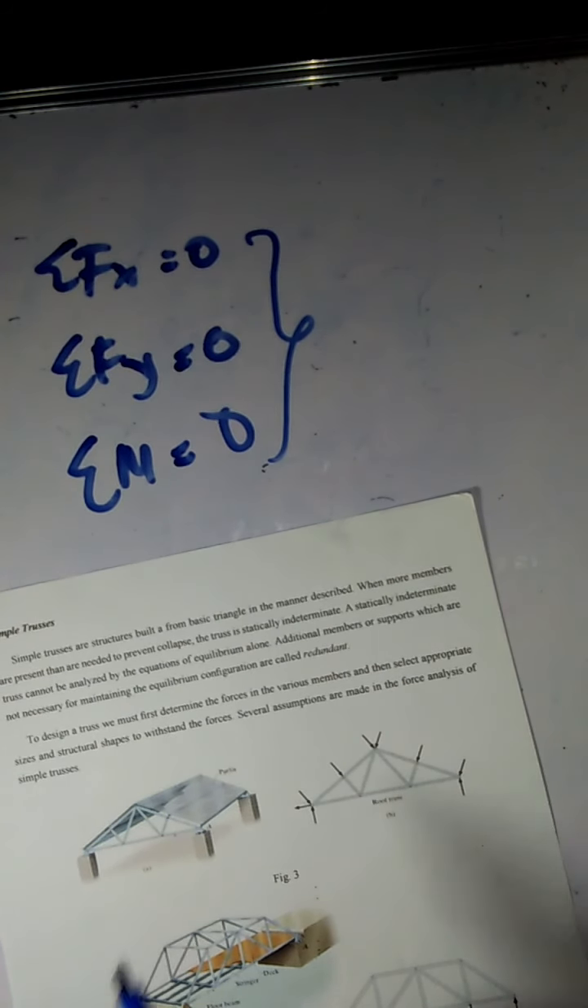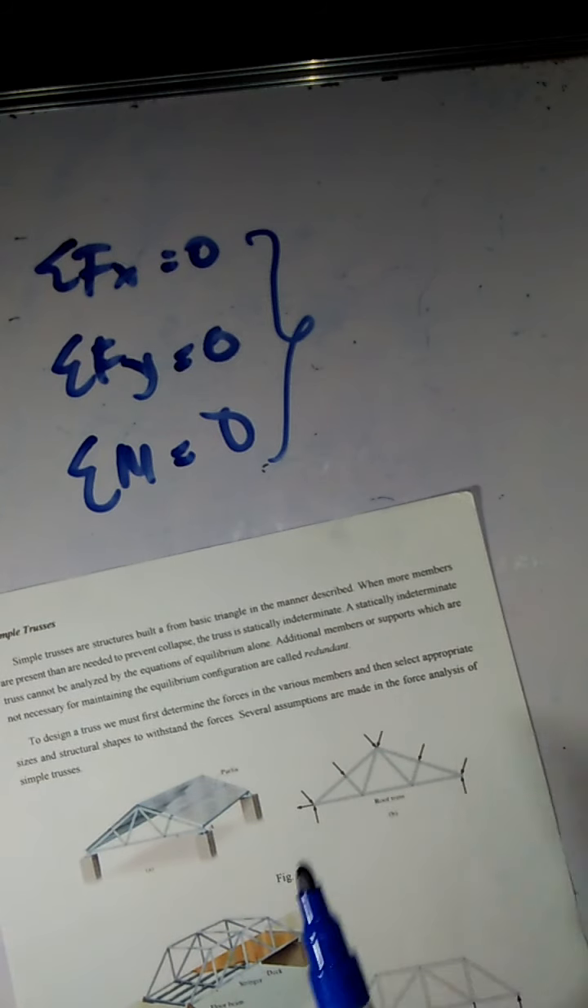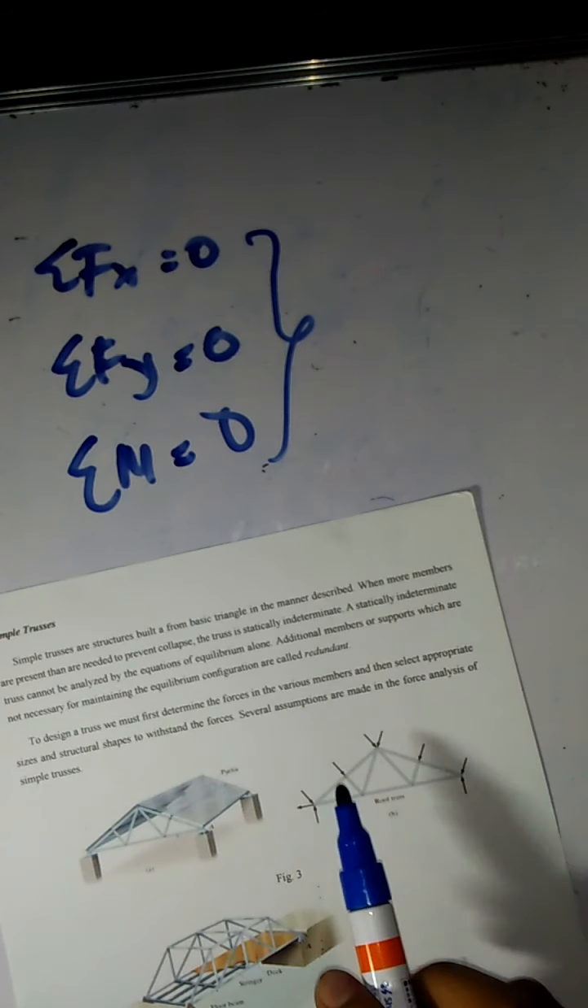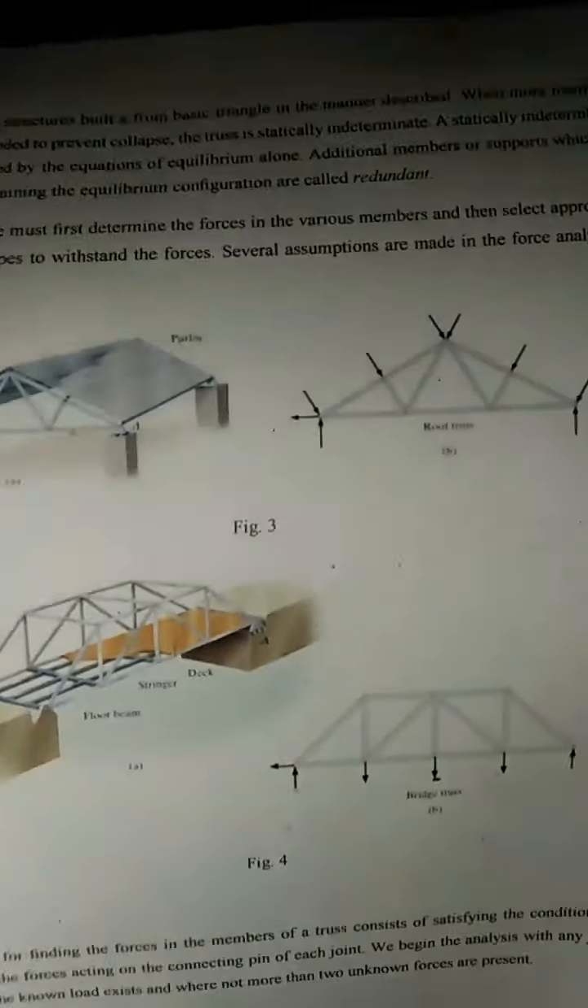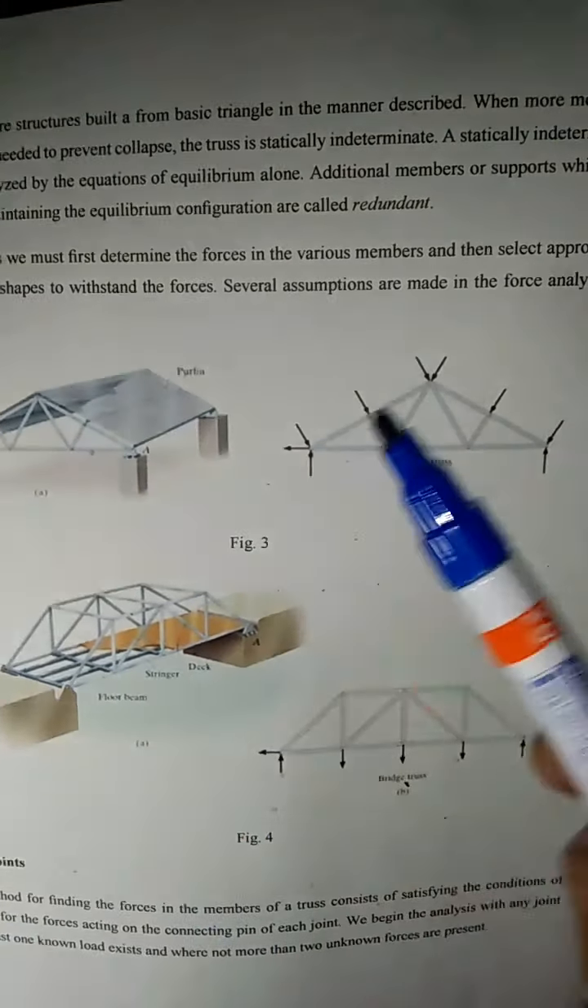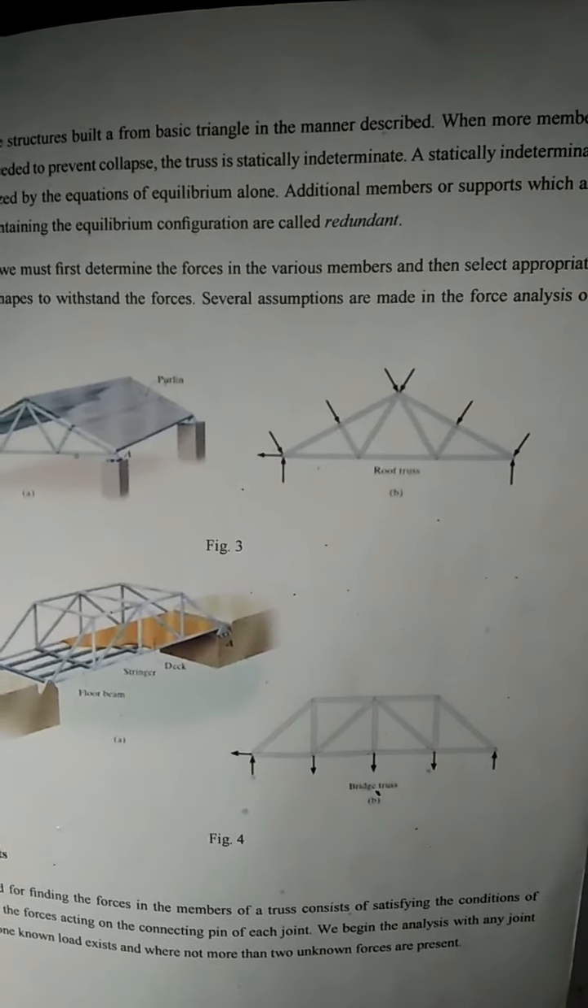So, to design a truss, we must first determine the forces in the various members and then select appropriate sizes and structural shapes to withstand the forces. Several assumptions are made in the force analysis of simple trusses. So as you can see, yun nga sabi ko kanina, these are typical types of simple truss, okay? Triangular and stuff. So, sa next upcoming videos, ang i-discuss natin is yung method of joints at saka yung method of sections. So, keep posted and that would be all for this first video.